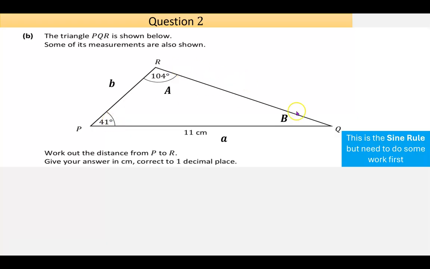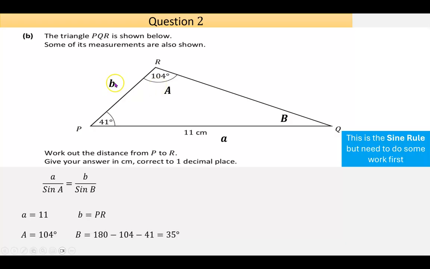Stereotypically, you'd be asked to find RQ, because you'd have more information. Now, I do have B, and we did it earlier. I need to do that calculation. Okay, so I know that little a is 11, big A is 104. I'm looking for PR, that's little b, but big B, I can find it by doing the calculation I did earlier, and from 180, taking away the 104 and taking away the 41, which gives me 35. So for this formula, I know 3 of the 4 things.